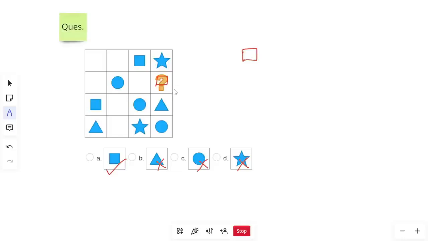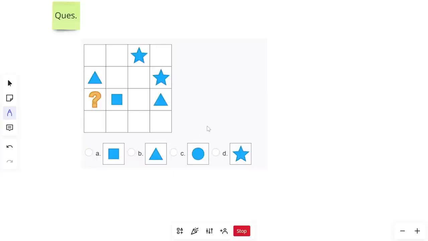Okay, let's now see the next question. Let's look at this question. We have question mark in the third row. Here we have to tell out of the given options which will come in the place of question mark. See, first of all, triangle cannot come here because triangle is already there once in this column. So we have removed triangle as a possibility. Then we have square. So square also cannot come here because square is also there in the same row, right? So now we are only left with circle and star.